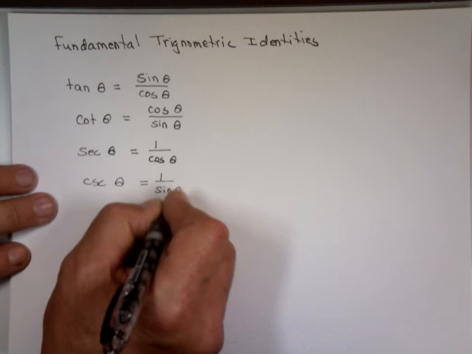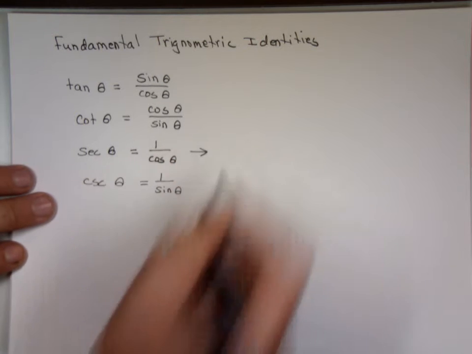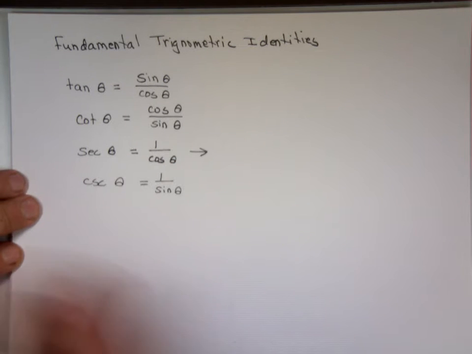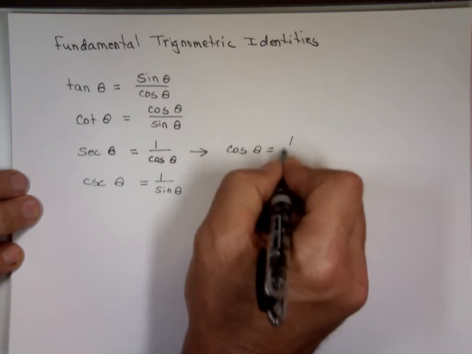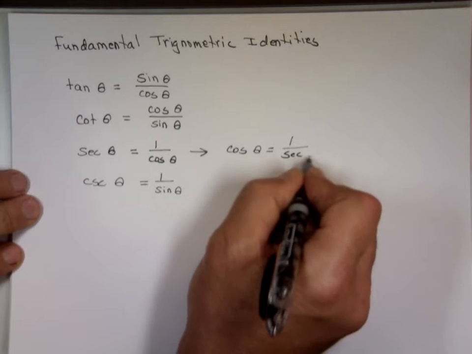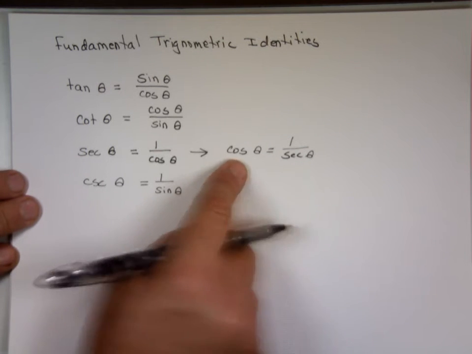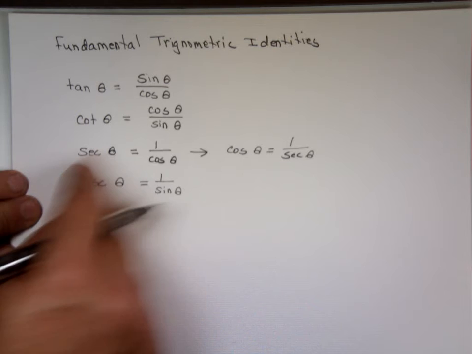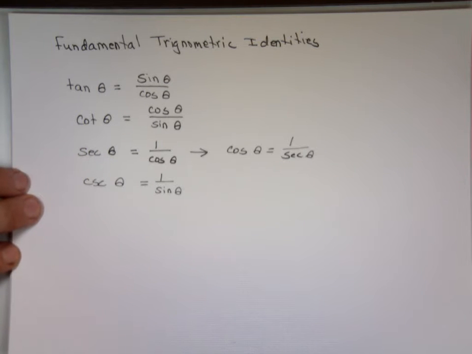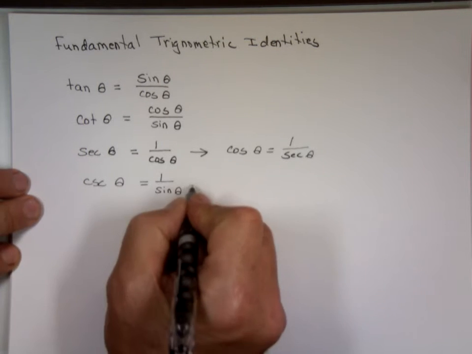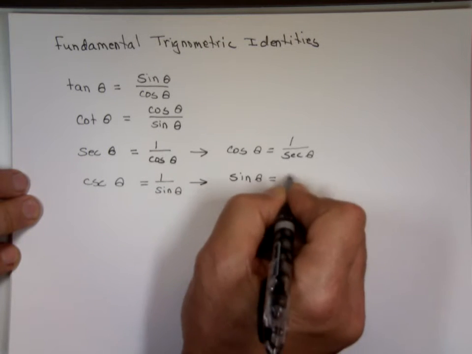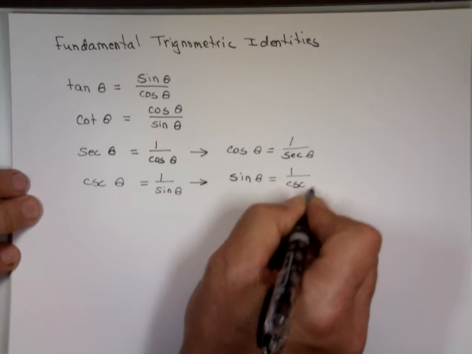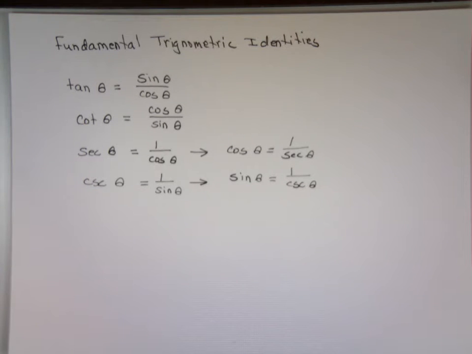In some books, like in our book, they take this one and rewrite it backward. They go cosine theta equals 1 over secant. Both are the same. They just look different. So our book writes cosine equals 1 over secant. It's also secant equals 1 over cosine. Doesn't matter, they're interchangeable. The same thing right here. You can say sine theta equals 1 over cosecant theta. Sine is sine, cosine is cosine.